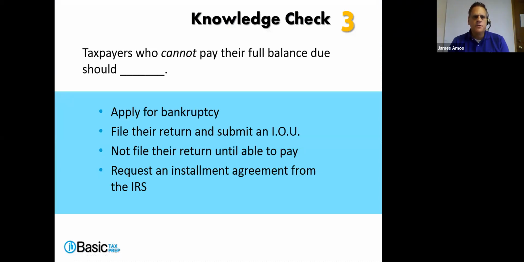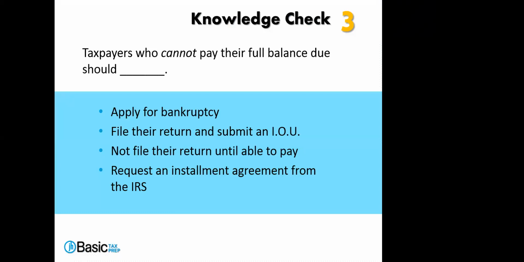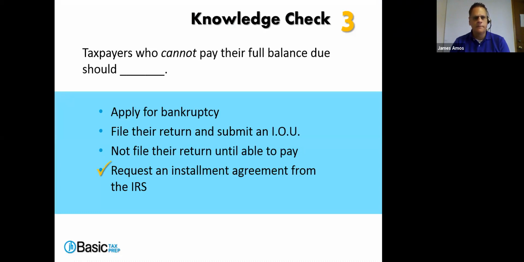So taxpayers who cannot pay their full balance due should do which of those? Request an installment agreement from the IRS. That's exactly right. Request an installment agreement. Applying for bankruptcy, by the way, would not get them out of what's due. Do you know bankruptcy? You cannot discharge taxes owed to the IRS in bankruptcy. That's something that's exempt from bankruptcy.